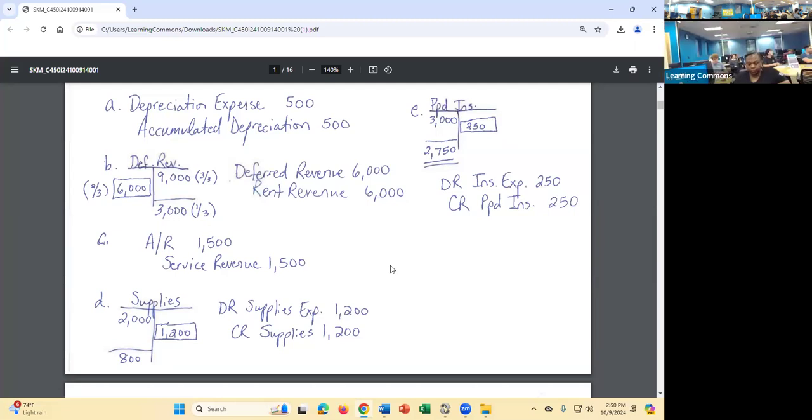So up here at the top, it says that we're doing this as of March 31st, and we purchased it on March 1st. So we purchased it at the beginning of March, and now we're doing it at the end. So we've only used it 1 month. If we had purchased it in January, we'd be doing 3 months, right? You'd have $750.